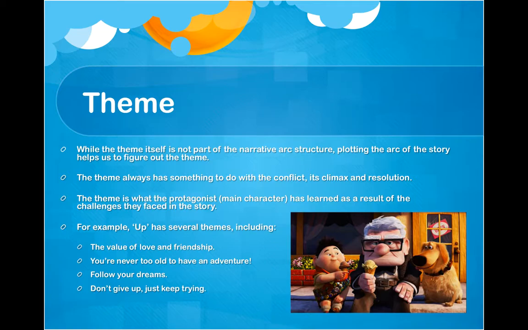For example, Up has several themes, including the value of love and friendship, you're never too old to have an adventure, follow your dreams, and don't give up, just keep trying.